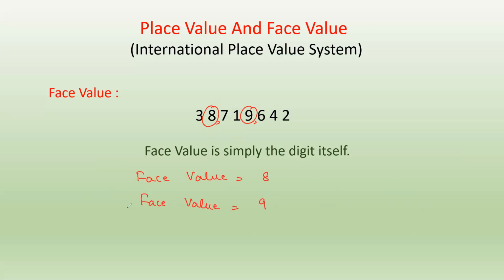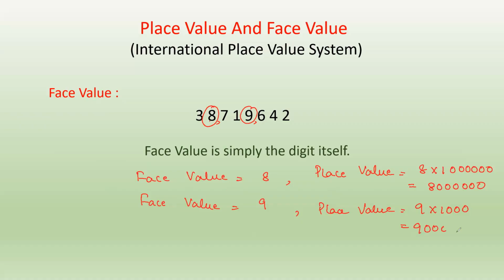But on the contrary, let's recall what the place value is over here. The place value will be, it belongs to the period of millions. So it will be 8 into which place? 1 million. Million has 6 zeros. So it is 8 million. Over here, the place value for the number 9 lies in the period of thousands at the position of 1000 only. So we multiply it by 1000. So the answer is 9,000.